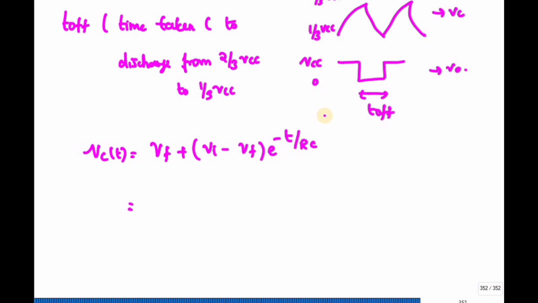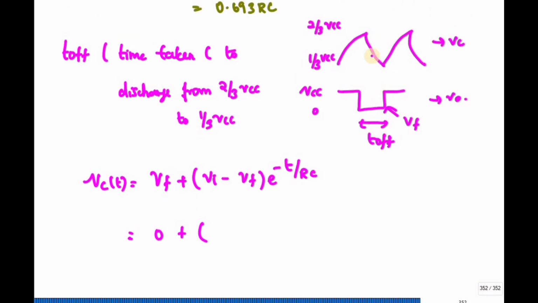So what is my final value? The final value I am going to get is 0. Okay, so this is my final value. What is my initial value? Initial value is 2 by 3 VCC. But the final value it is about to reach is 0, right? So instead of t, I am going to write t off, and instead of R, I am going to write RB into C. So what is the value it is reaching by the Vc of t? It is reaching only 1 by 3 of VCC.